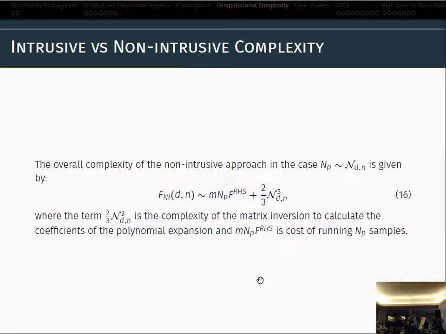So what happens if you are just propagating samples with a normal integrator and then you're trying to construct a polynomial on the other side? Well, in this case, you still have the number of operations to evaluate the right-hand side of your dynamical system. You have the number of integration steps. But then when you are on the other side, at the end of the propagation, assuming that you have a number of samples equal to the size of the algebra, so you have a polynomial of the same order in the same number of dimensions, you generally have to perform a matrix inversion. And this matrix inversion has a computational cost that is NQ.